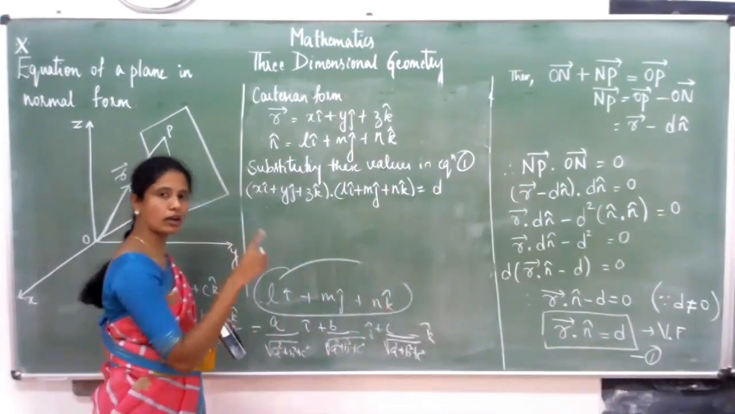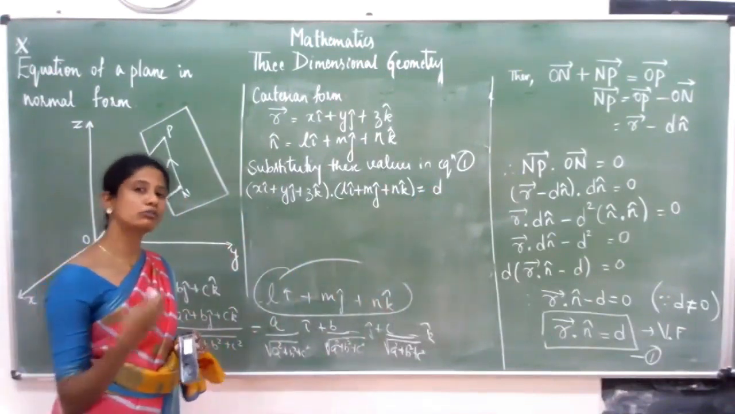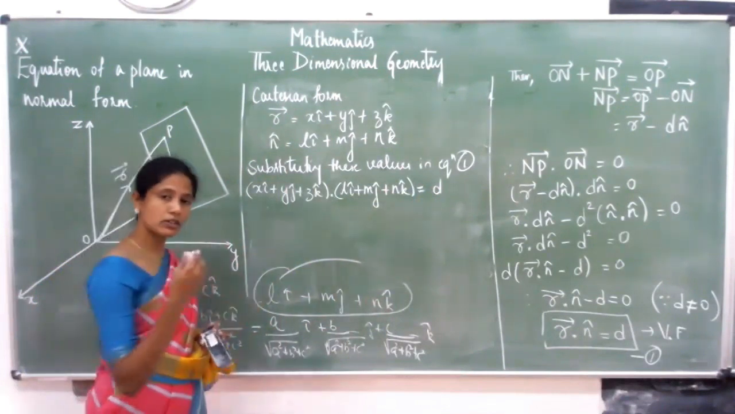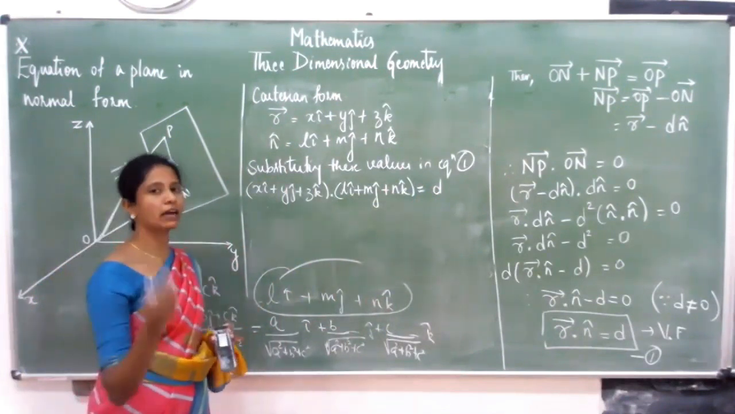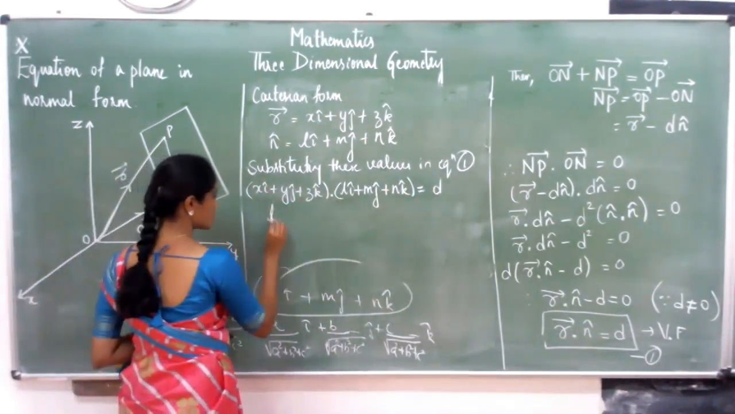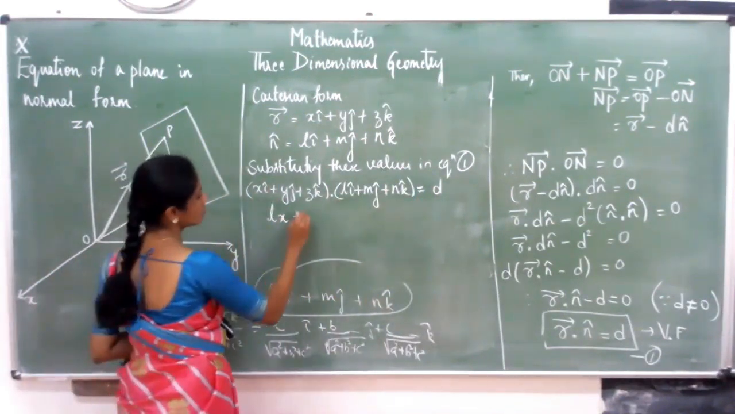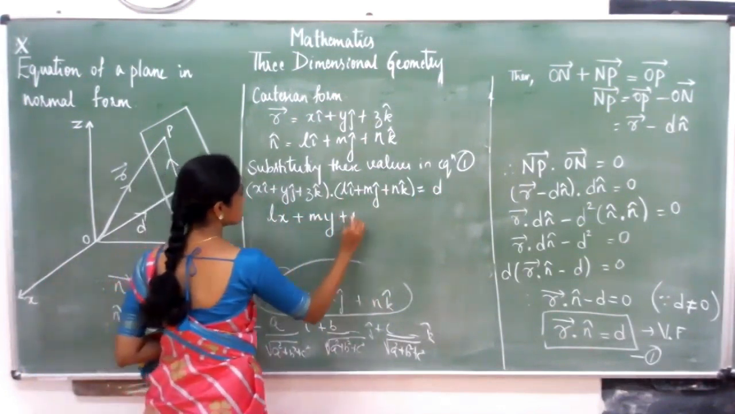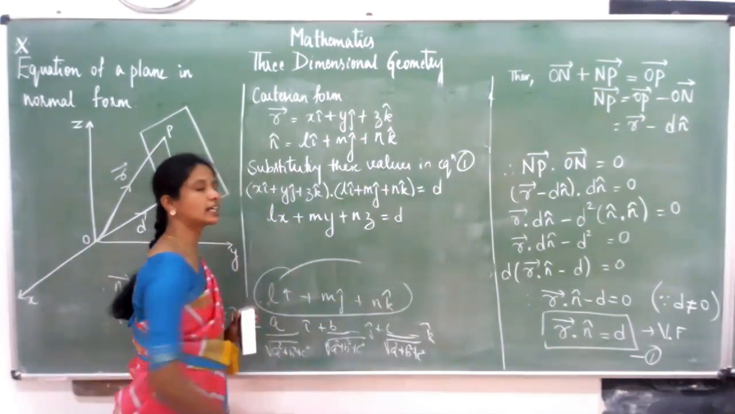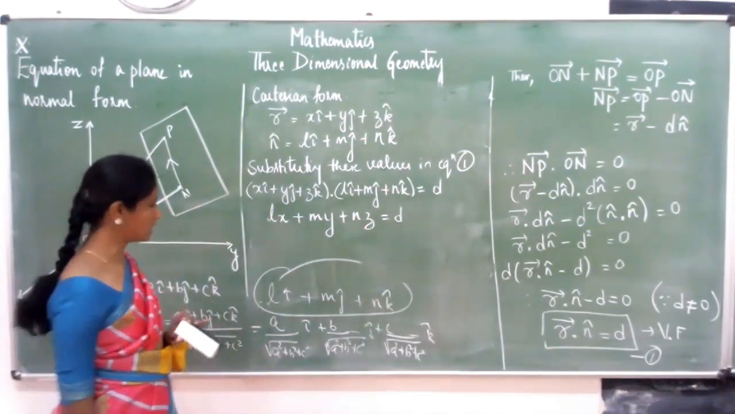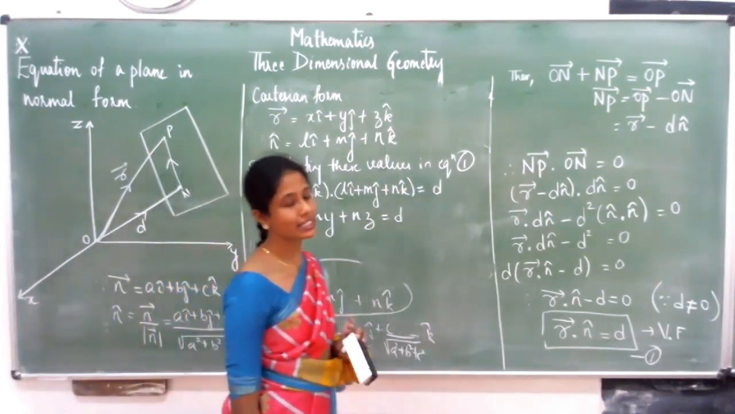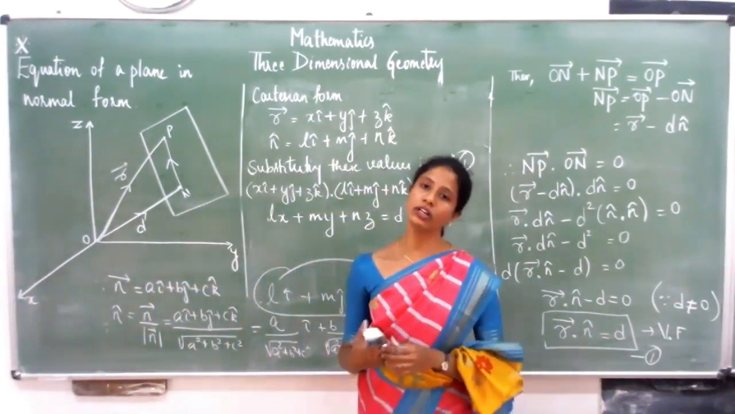Now find the dot product between these two vectors. How to find it? We just multiply the scalar components of i cap with i cap, j cap with j cap, and k cap with k cap. So we get lx plus my plus nz, which is equal to d. That is lx plus my plus nz is equal to d, the Cartesian equation of the plane.